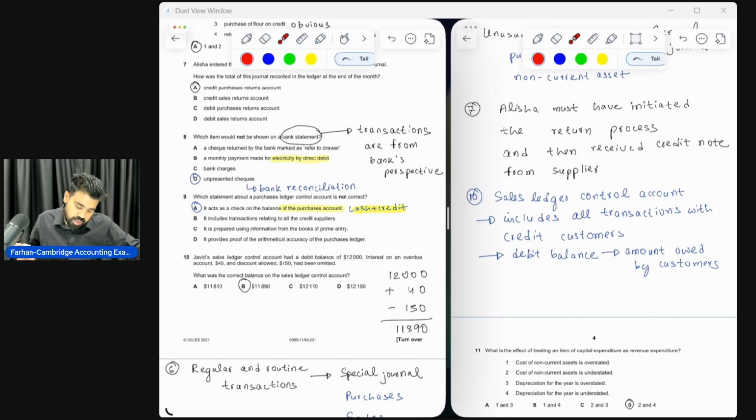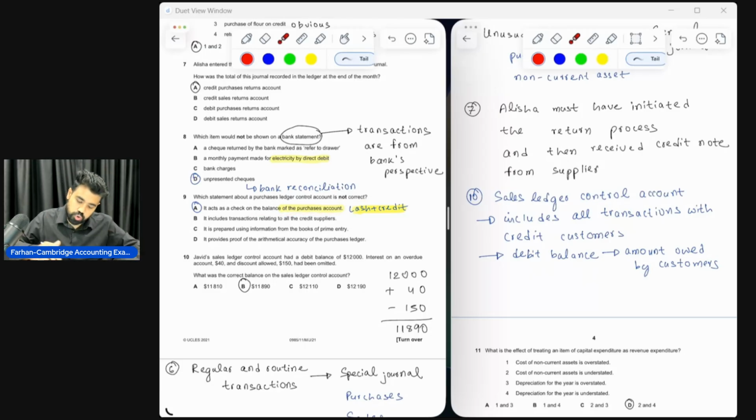Not necessarily, because the arithmetical accuracy of the purchaser's ledger is also dependent on the recording of transactions by the bookkeeper in the journal before transferring those balances from the journal to the ledger, right? So therefore, as we can confidently understand that a purchase ledger control account can only involve credit supplier transactions, therefore it cannot include cash transactions or cash purchases. Option A for number 9 is what we will be selecting, okay? It acts as a check on the balance of the purchase account, which is incorrect.